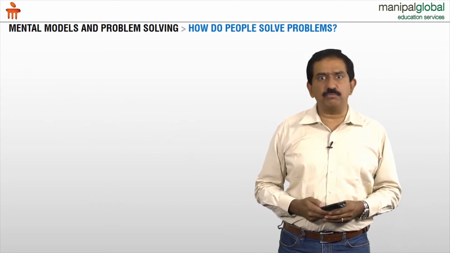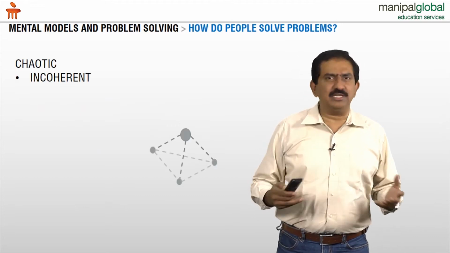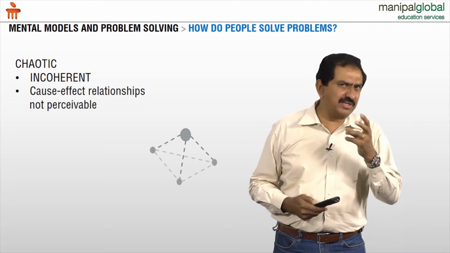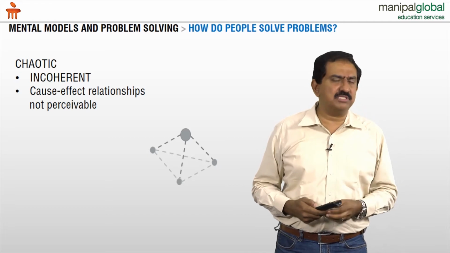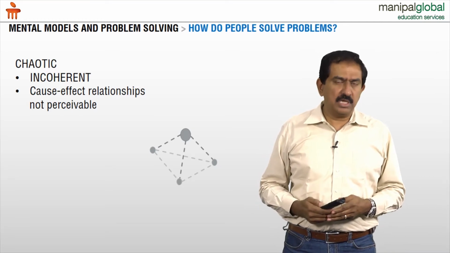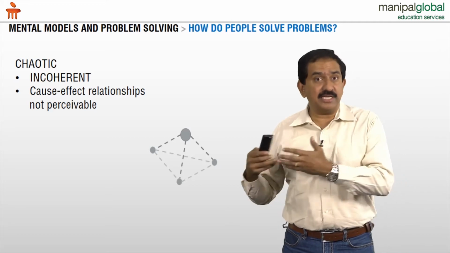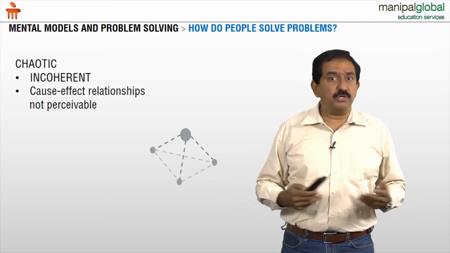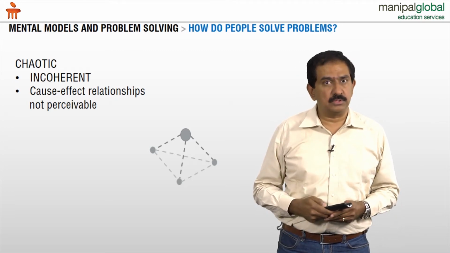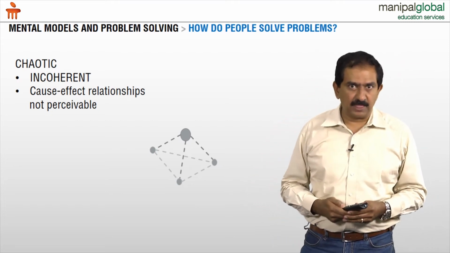The second category of problems is what's called the chaotic problem. It's incoherent. A chaotic problem is characterized by its incoherence. Cause-effect relationships are not directly perceivable. So for example, I may have a fever. Now was this fever because I took an ice cream last night, or because I exposed myself to the rain, or because I did not dry my hair in the morning after a bath? The cause-effect relationship is not very obvious in these circumstances.